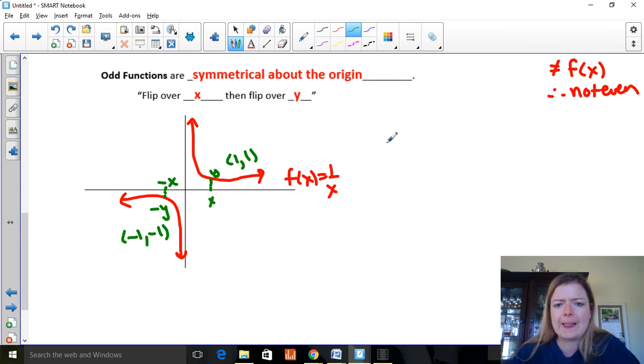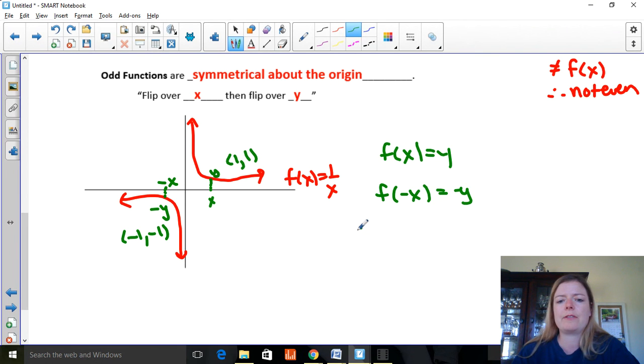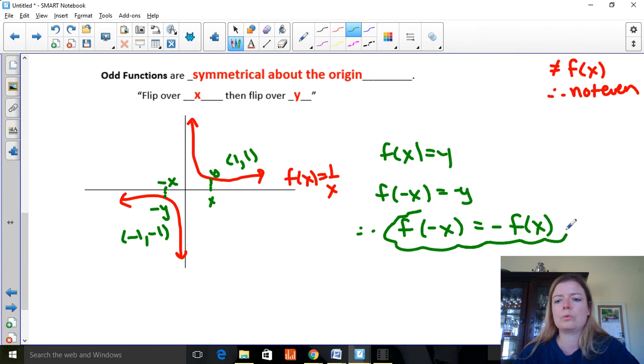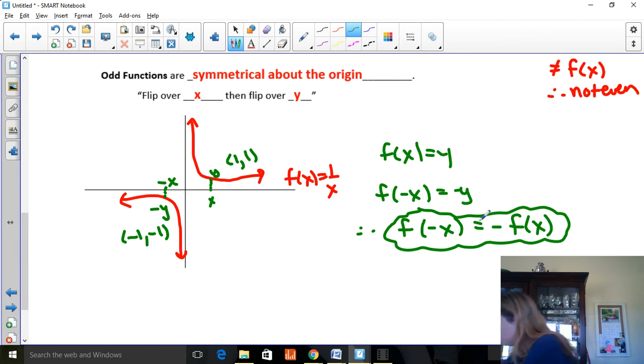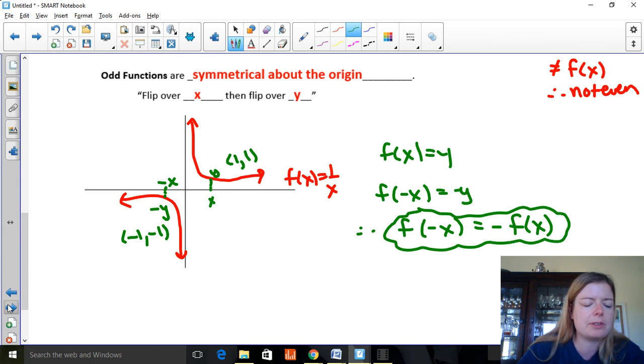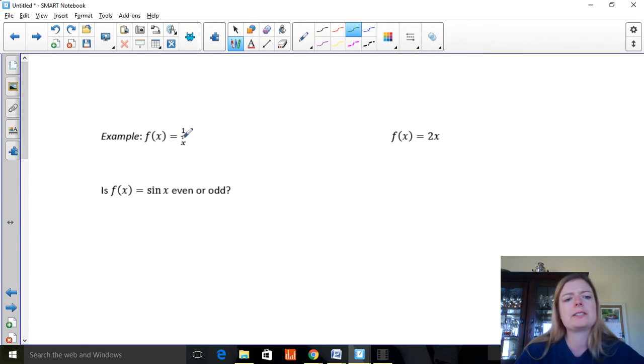Okay, so x, y and negative x, negative y are on an odd function. So if f at x equals y, and then f at negative x gives you negative y, therefore f at negative x equals just negative f at x. So that's the important conclusion you need for an odd function. So if you go to the next page, there's a few examples. Okay, so for instance, 1 over x.